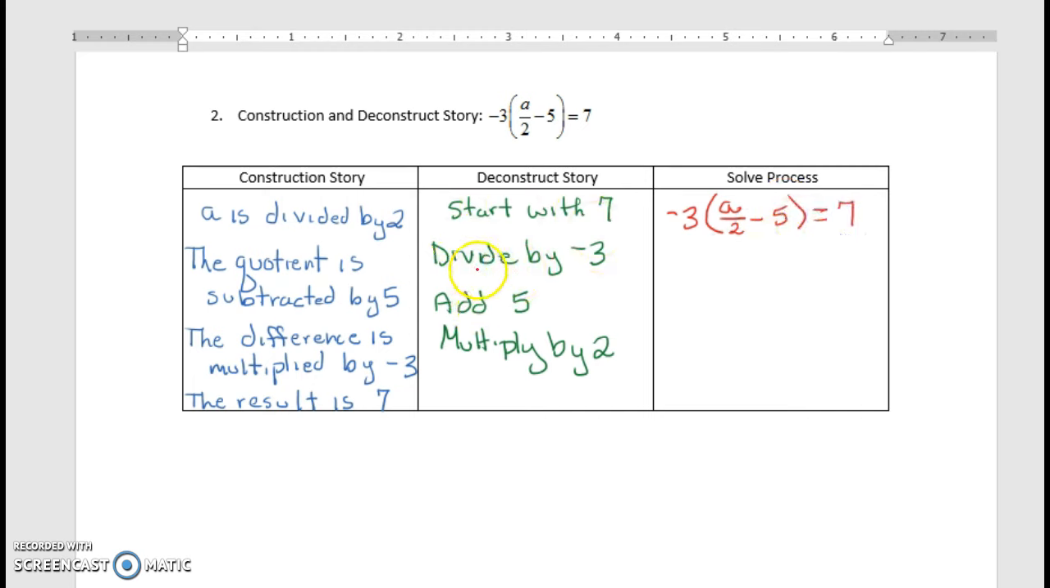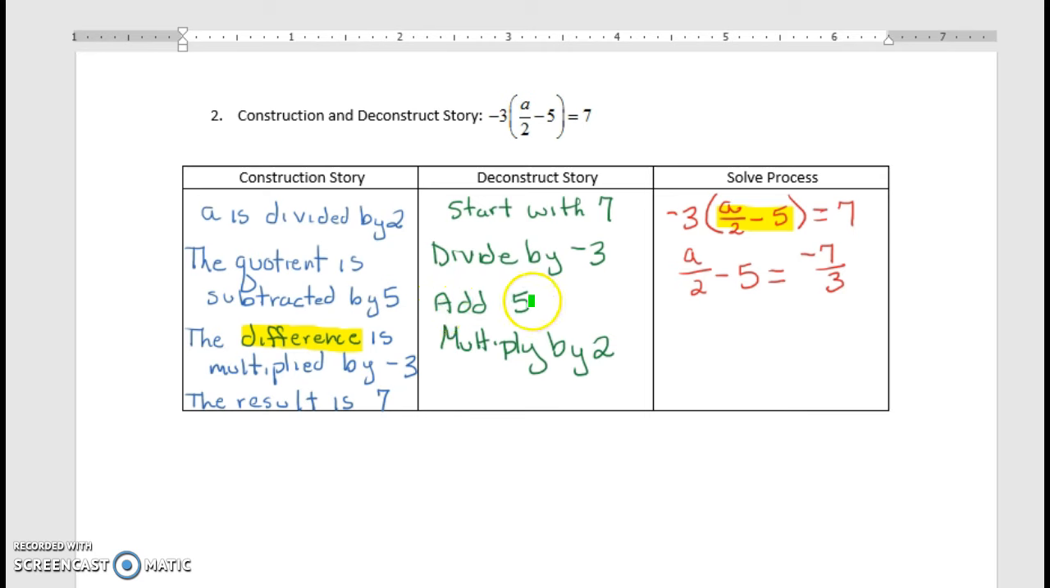Okay, and so the first step in our deconstruct is to divide by -3. And so when we divide by -3, we know that we're going to be left with a difference. So this difference is going to be what's left, and so we know that this is going to be left when we divide. And so dividing by 3 means I have this difference left over. And when I have this difference left over, I know that I just have -7/3. And now I'm going to add 5.